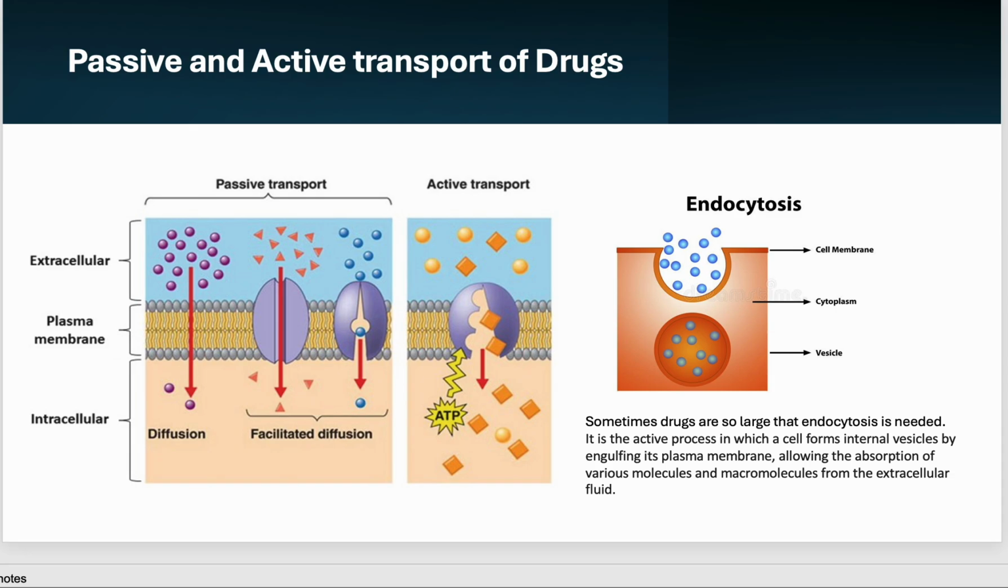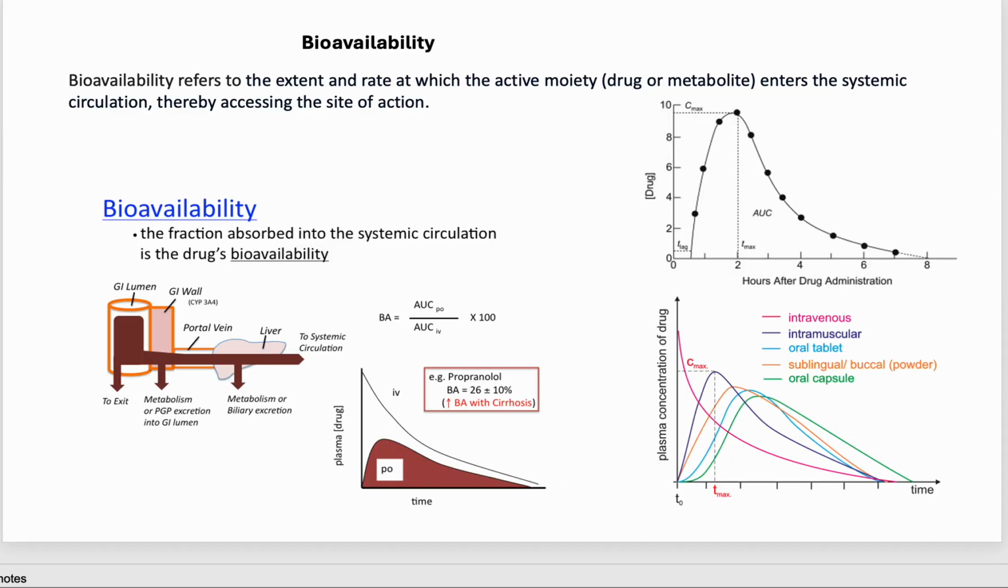molecules are so large that they require endocytosis. So endocytosis, you can see here, basically, in which they are engulfed by plasma membrane and kept in vesicle form and absorbed into the body. So that's endocytosis. We discussed endocytosis in our last class as well. But yeah, that's basically endocytosis.